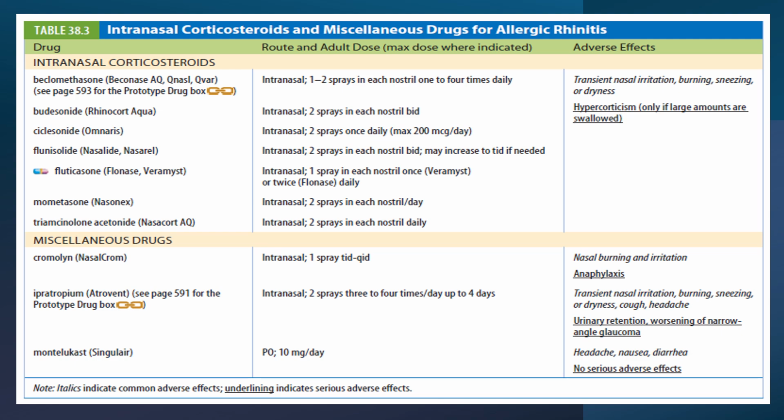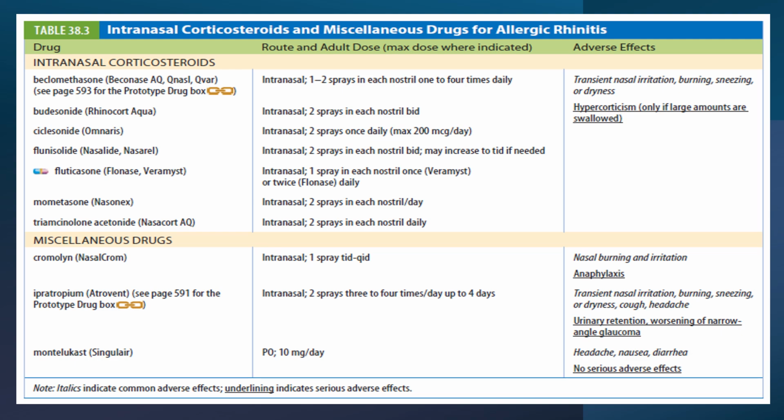Now, when corticosteroids are administered correctly, their action is limited to the nasal passages. The most frequently reported adverse effect is an intense burning sensation in the nose that occurs immediately after spraying. Excessive drying of the nasal mucosa may occur, leading to epistaxis.